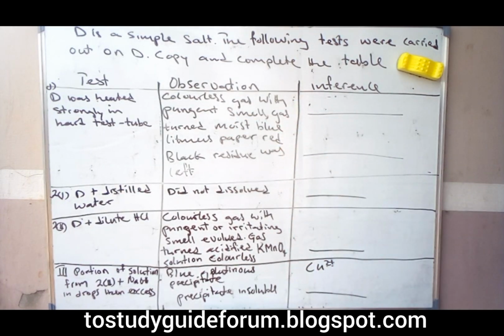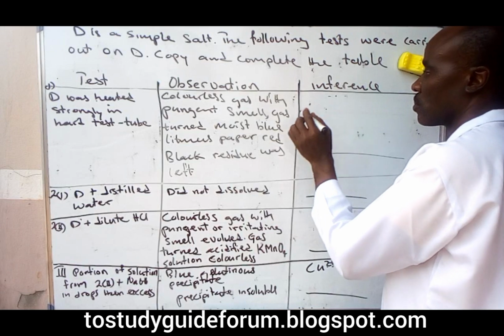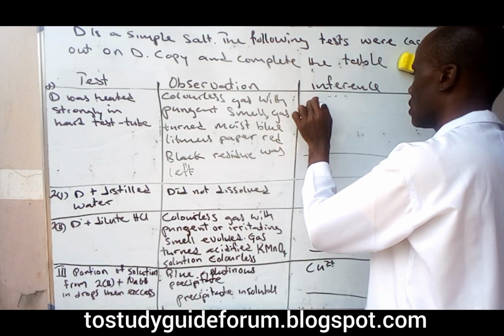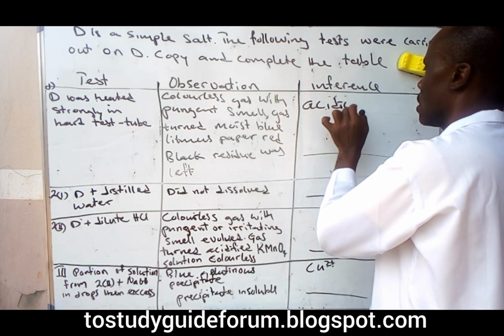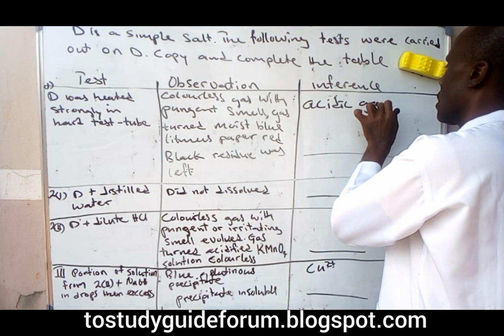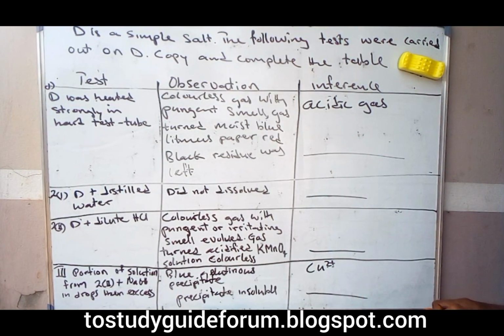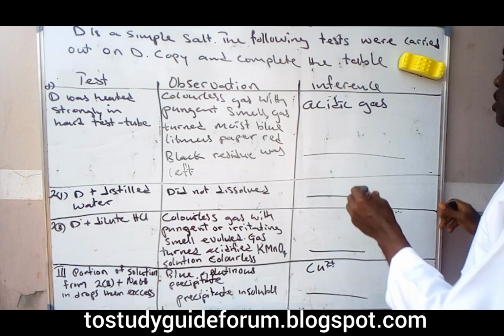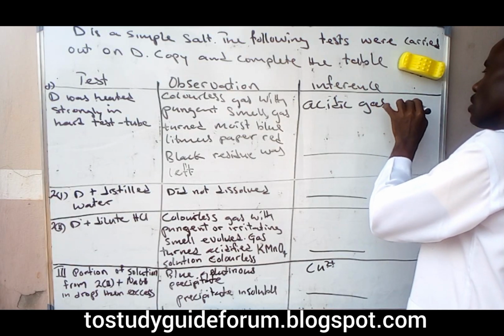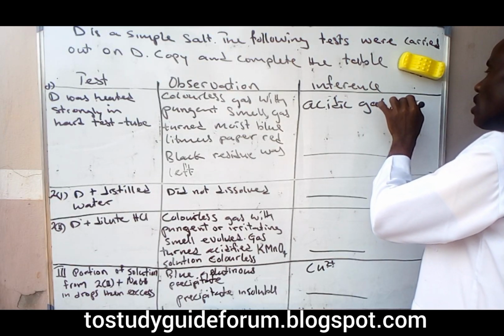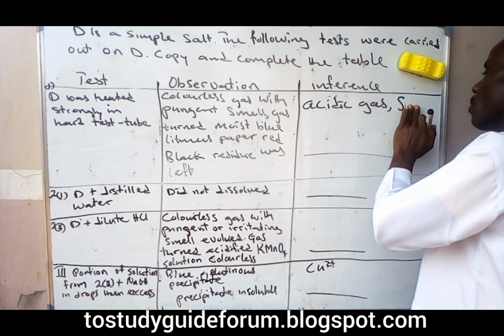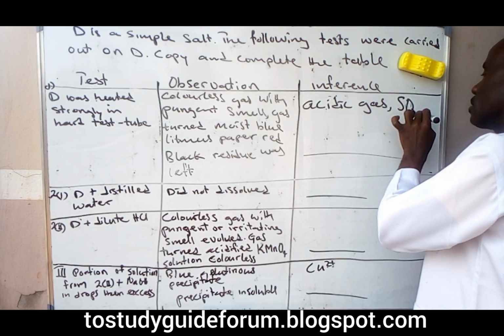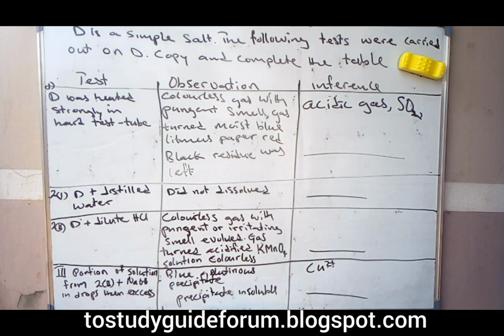Since we have a colorless gas that has a pungent smell and turns moist blue litmus paper red, it means the gas is acidic. And being that the gas has a pungent smell, the gas here might be sulfur IV oxide, which always has a pungent smell.